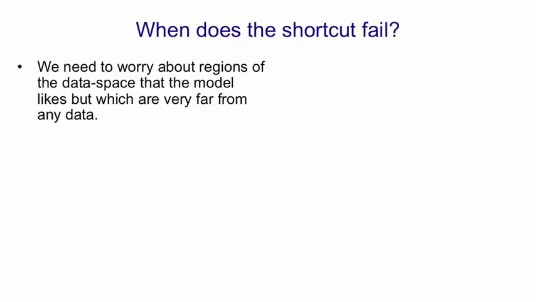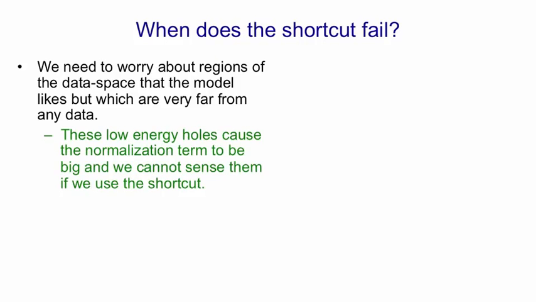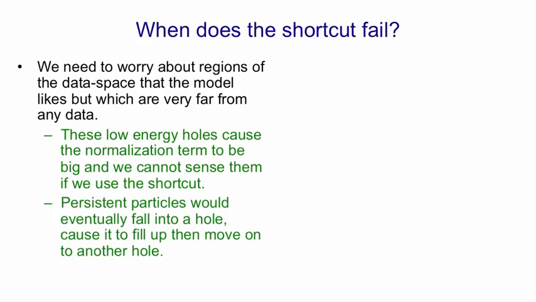We need to worry about regions of the data space that the model likes, but which are very far from any data point. These low energy holes cause the normalization term to be big, and we can't sense them if we use the shortcut. If we used persistent particles, where we remembered their states, and after each update we updated them a few more times, then they would eventually find these holes. They'd move into the holes, and the learning would cause the holes to fill up.